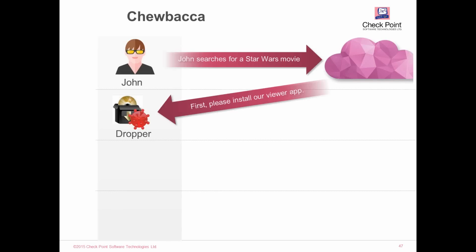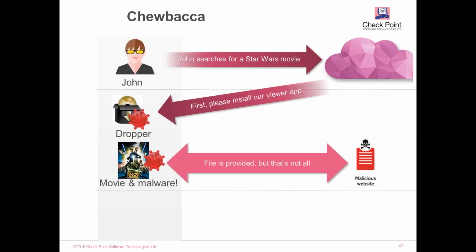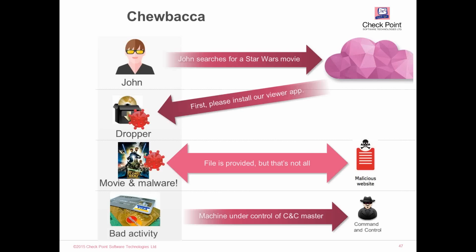Now, somebody is only too pleased to offer you this film before release, but for you to view it, they want you to install their viewer app first. When John downloads that viewer app, that's when bad things start to happen. They go out to the malicious website, they do give you the clip or the movie, but they also deliver something else as well, which is the malware, and it's at this stage that the malware's bad activity starts to happen and your machine is now under the control of the command and control masters.